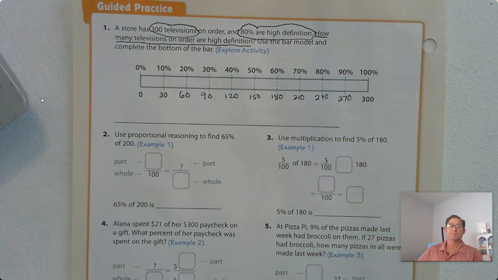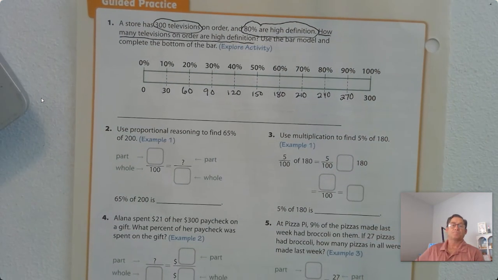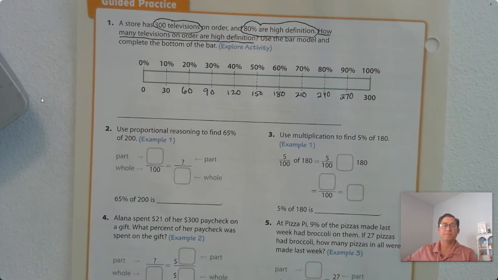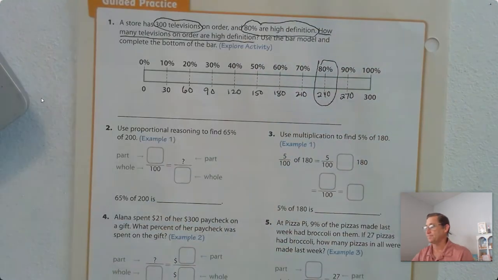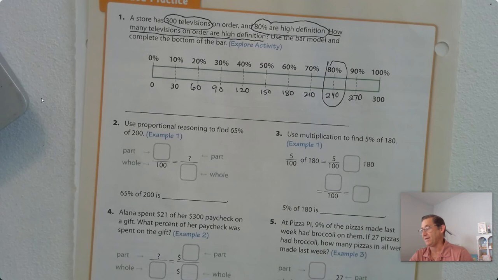All right. So how many televisions on order are high definition? We'll find 80. So 80% is 240.